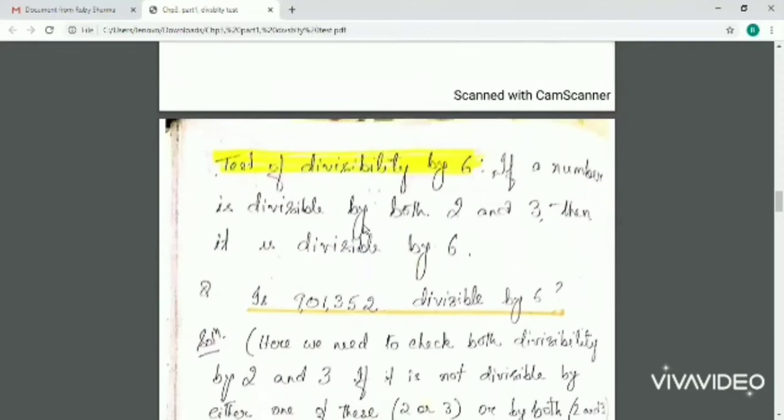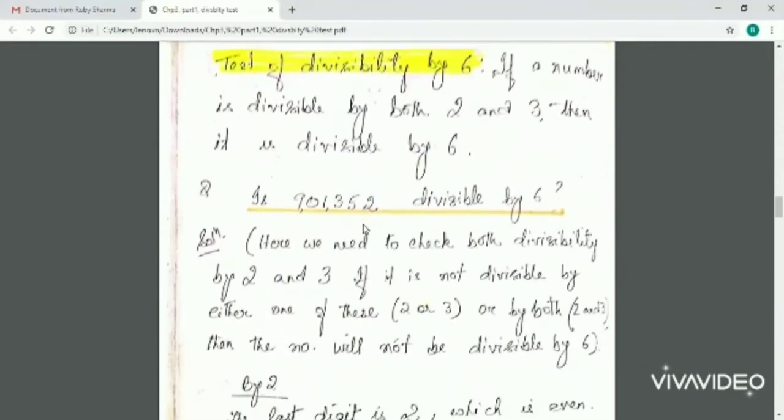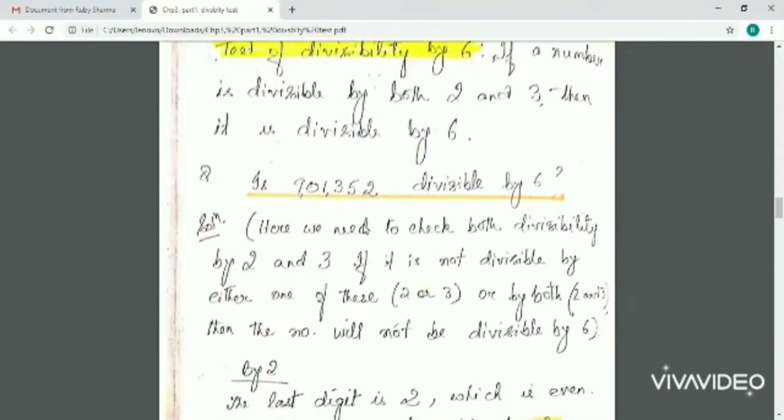Now we have divisibility by 6. For 6, we have to show that the number is divisible by both 2 and 3. If it is divisible by 2 but not by 3, then it is not divisible by 6. If the number is divisible by 3 and not by 2, then also it's not divisible by 6. Until and unless that number is divisible by both 2 and 3, only then will it be divisible by 6.